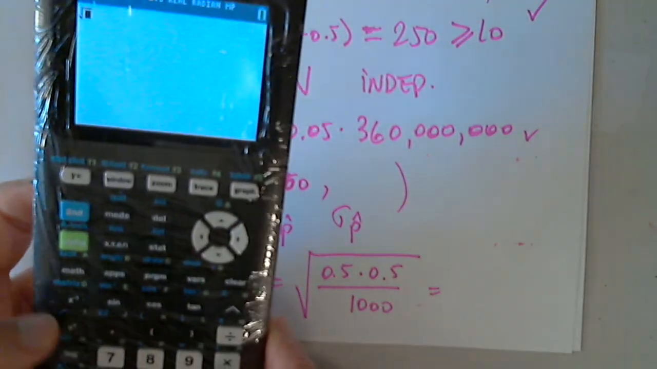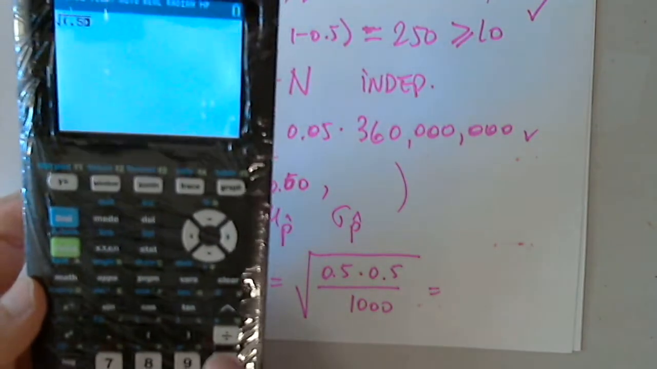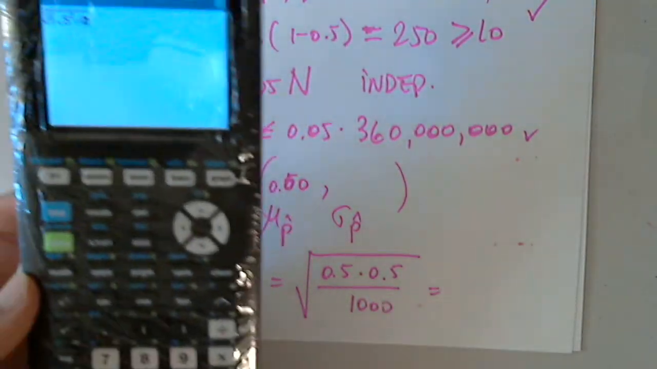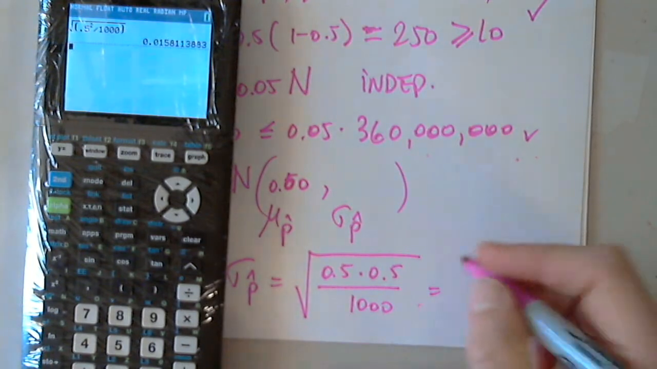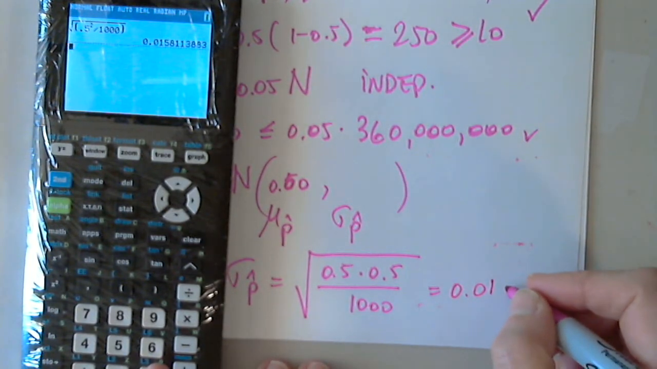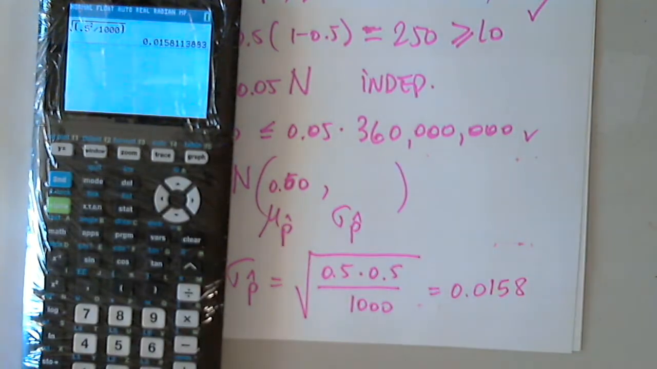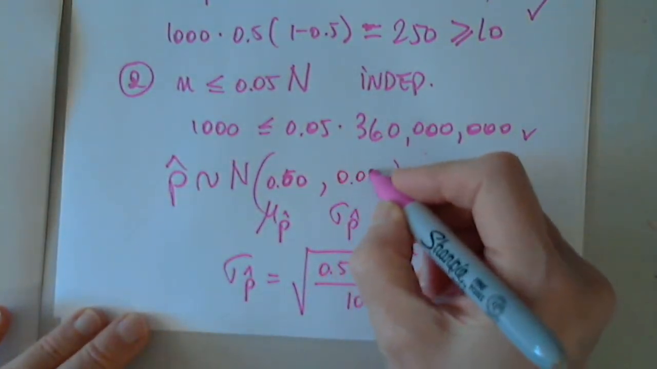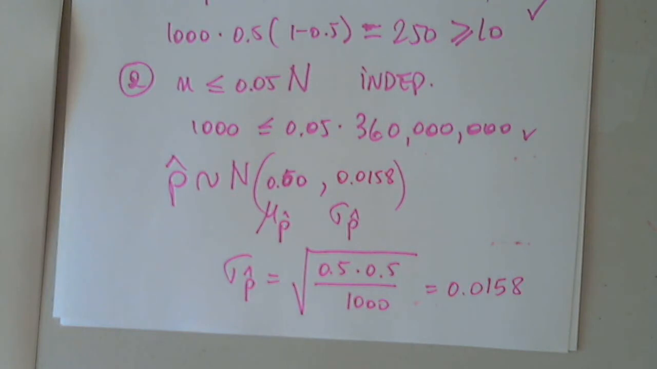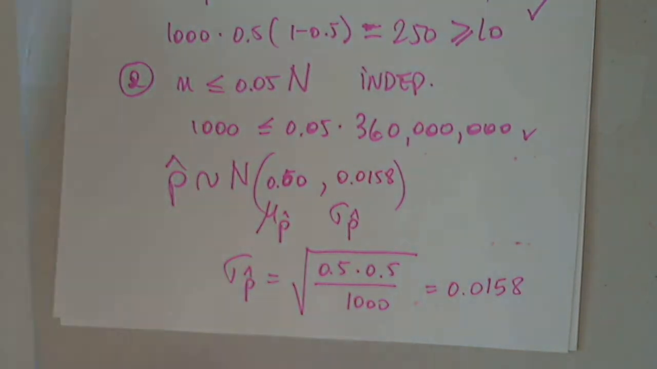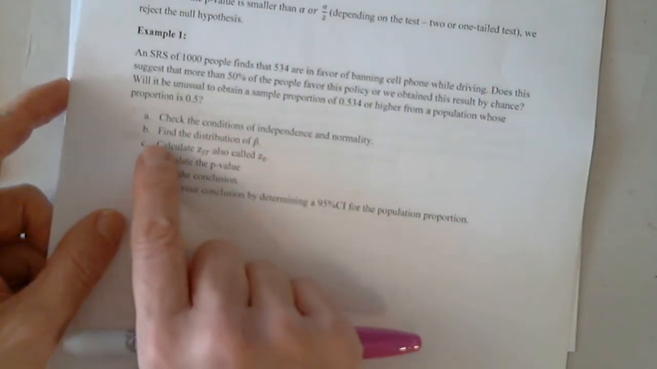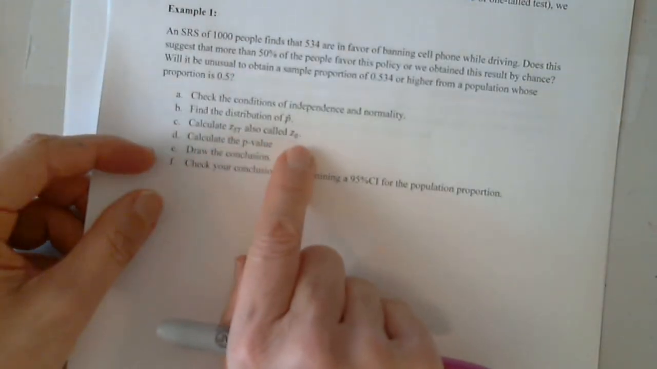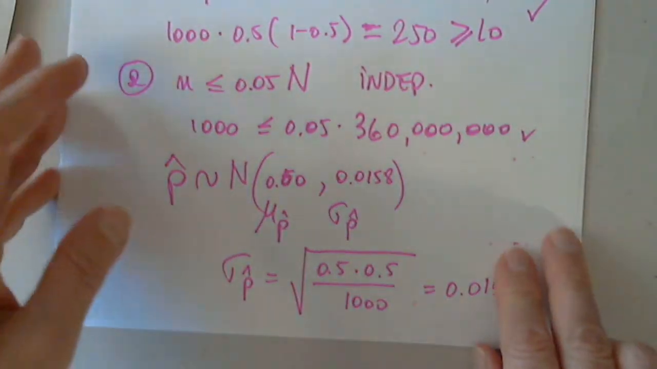So I have the square root. The top is 0.5 squared, and I divide by 1,000. Close the parenthesis, and I get 0.0158. So this is 0.0158. Okay. Step 1, check the conditions of independence and normality. Done. Find the distribution of p hat. Done. Calculate z statistic, also called z sub naught or z0. Fine. We are ready now.